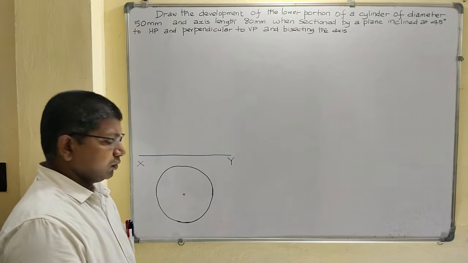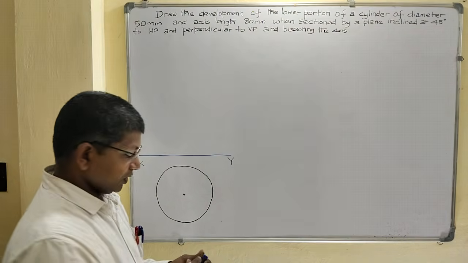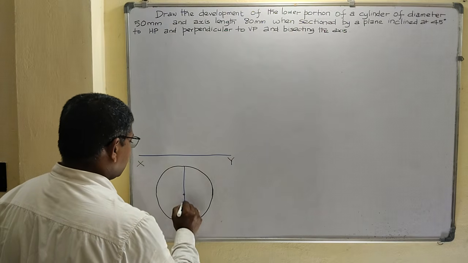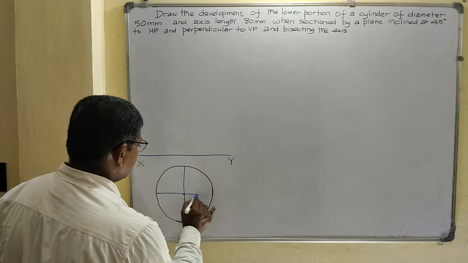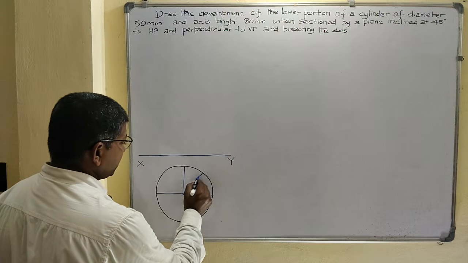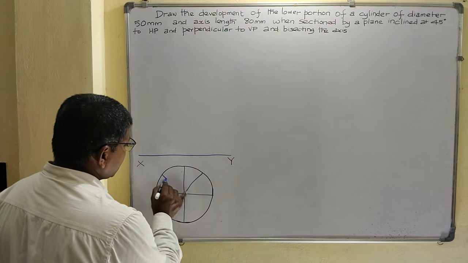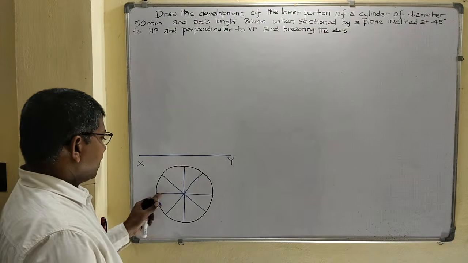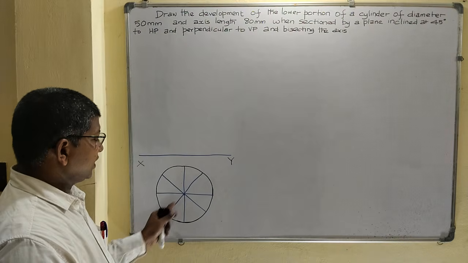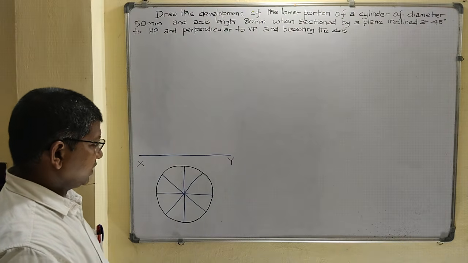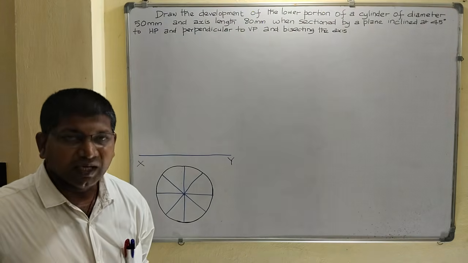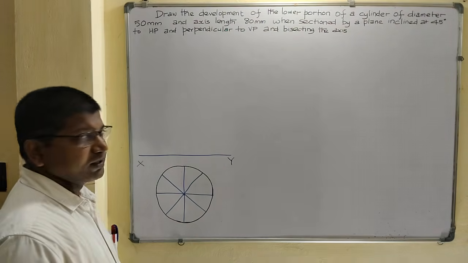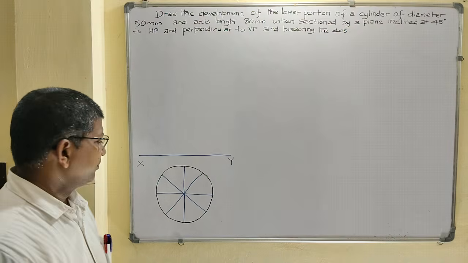Okay. Now draw the generators. Approximately 8 generators. Draw at 45 degree inclination. Draw another generator, so totally 8 generators: horizontal 2 generators, 45 degree ones, and vertical 1 generator. A generator is an imaginary line joining the bottom base circumference and top base circumference of the cylinder.